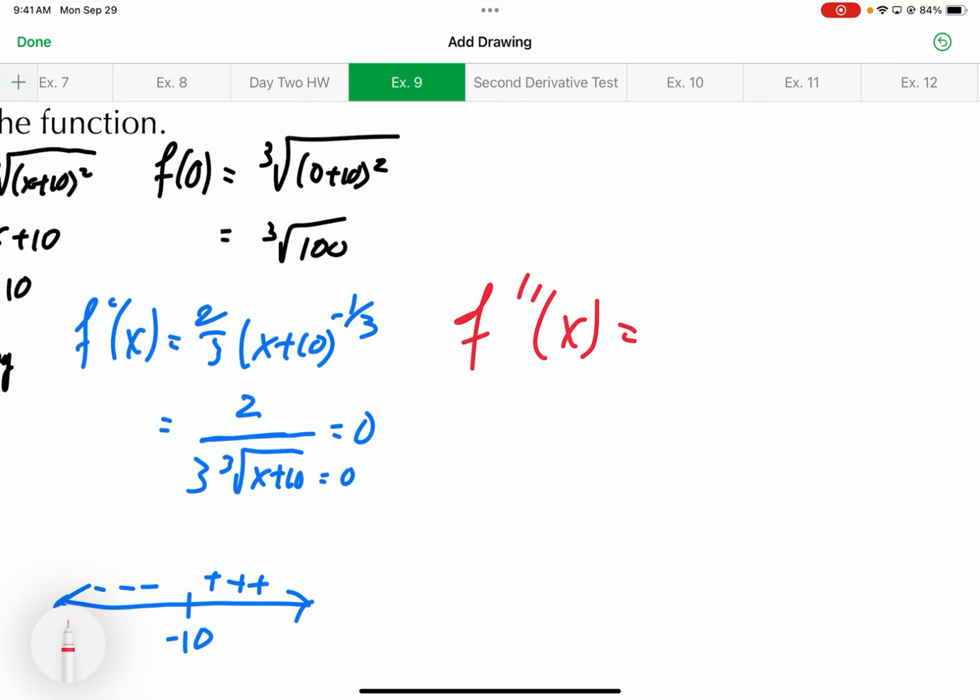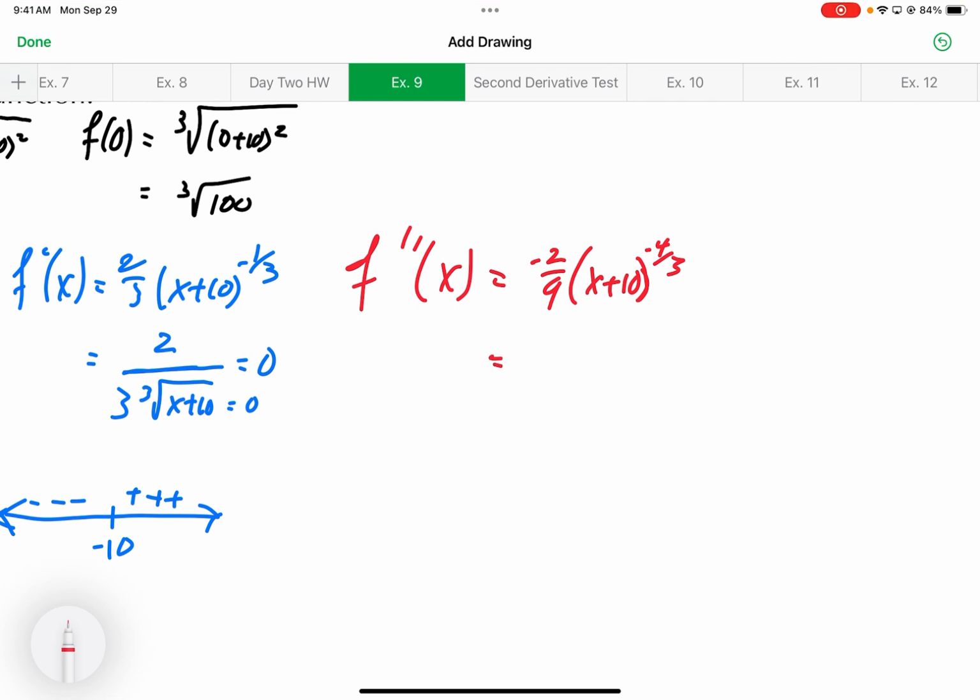All right. So chain rule again, but it's like the light version of chain rule, right? There's not much going on with it. So negative 1/3 multiplied by 2/3 would be negative 2/9. And then x plus 10 to the negative 4/3 this time, and then multiplied by the derivative of the inside, which is just 1, so I'm not even going to show that.